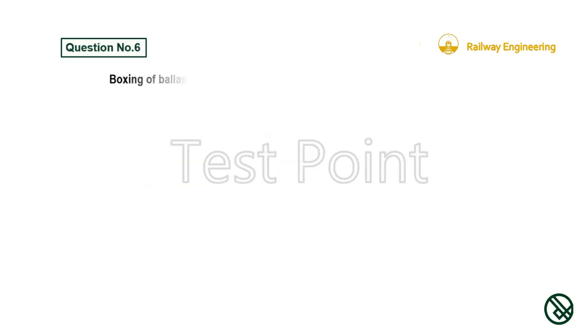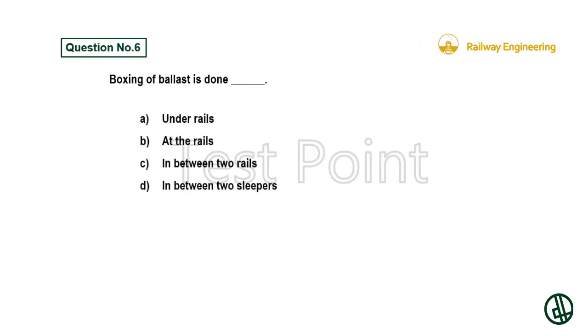Question number 6. Boxing of ballast is done: option A, under rails. Option B, at the rails. Option C, in between two rails. Option D, in between two sleepers. Answer is option B, at the rails.